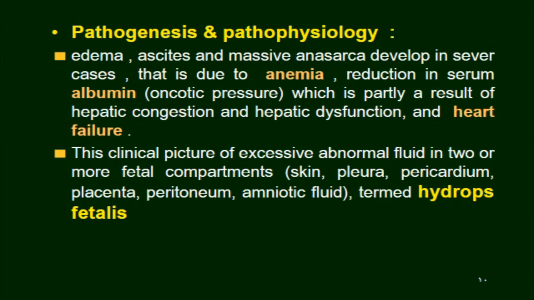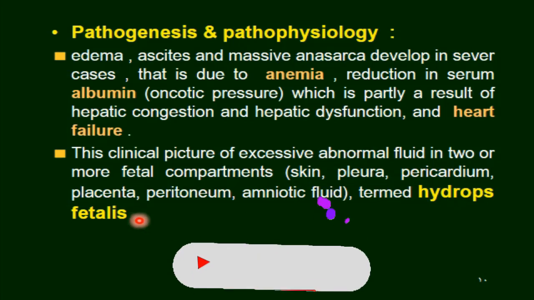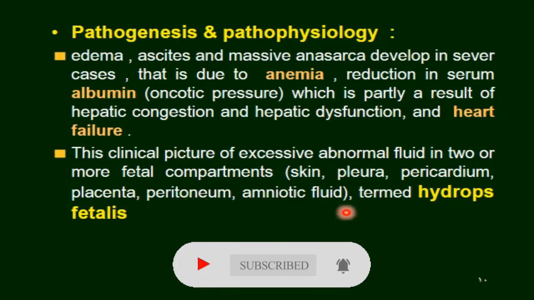Also, it may be associated with edema, ascites, and massive anasarca that develop in severe cases, due to anemia and reduction in albumin, which is partly the result of hepatic congestion, hepatic dysfunction, and heart failure. This clinical picture of excessive abnormal fluid in two or more fetal compartments, like skin, pleural effusion, pericardial effusion, placenta, peritoneum, and amniotic fluid, is termed hydrops fetalis.